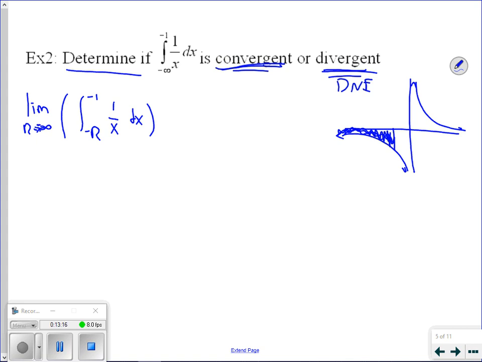Oh, and I'm so sorry. I don't know why I made that negative r. We're making positive r approaching infinity. I'm sorry. That should be positive r.